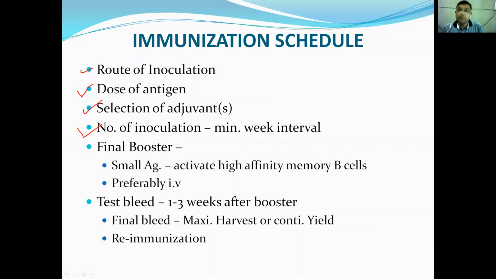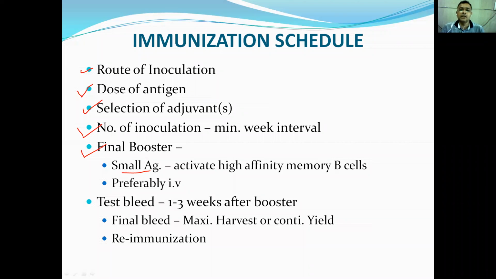And that repeated inoculation requires some duration. So a minimum one-week interval, or sometimes a 2-week or 3-week interval, between two inoculations may be required. Then you have to go for the final booster. Final booster means the last shot where you give the antigen, and that will be followed by test bleeding after an appropriate time. Generally for the final booster, some authors prefer a higher dose of antigen, whereas there are some literatures which say that a small amount of antigen is required in the case of the final booster.